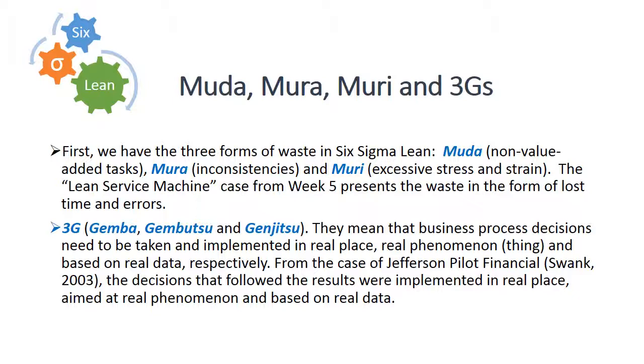As seen in the JPF case presented, the initiative delivered impressive results. The company halved the average time from receipt of the Premier Partner application to the issuance of the policy, reduced labor costs by 26%, and trimmed the rate of reissue due to errors by 40%. These outcomes contributed to a remarkable 60% increase in the new annualized life premiums in the company's core individual life insurance business in just 2 years. Therefore, we see that the decisions that followed the results were implemented in a real place, aimed at a real phenomenon, and based on real data.